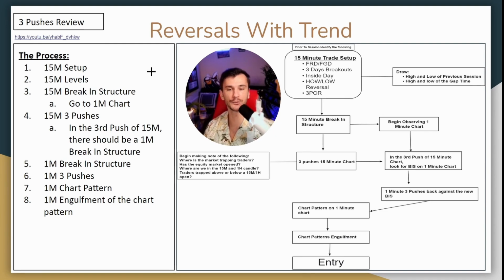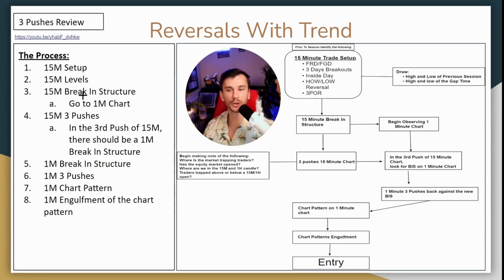Am I looking at a counter trend trade? There has not been a break in structure. Or has there been a break in structure or some kind of 15-minute setup like first red day or first green day? A signal day of some kind that allows me to search for this trade. I've got my 15-minute levels in place. That's going to be like the high of previous session, low of previous session, high of first hour, low of first hour, those types of levels. And also, of course, previous day's high and previous day's low is always a must.